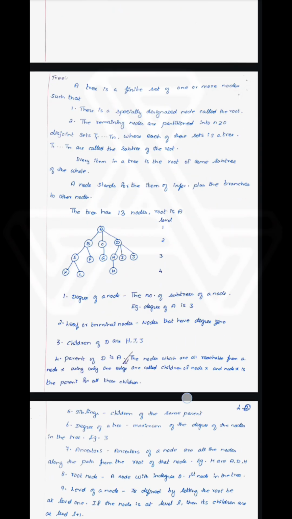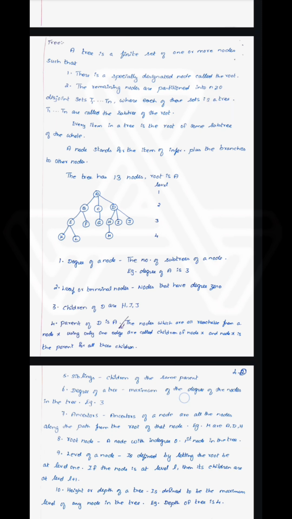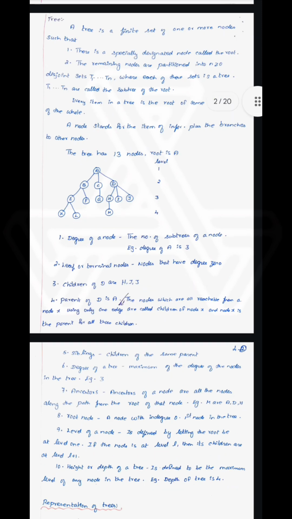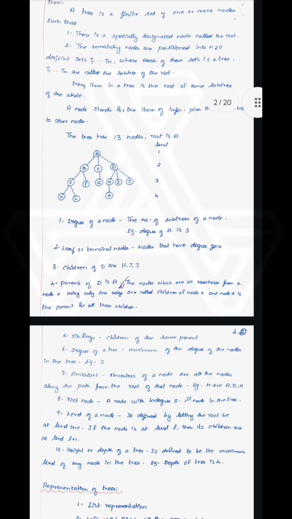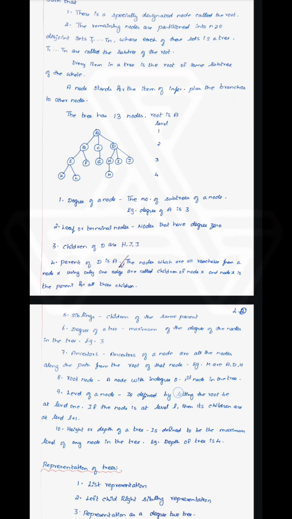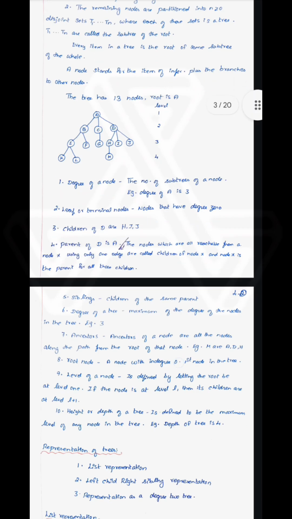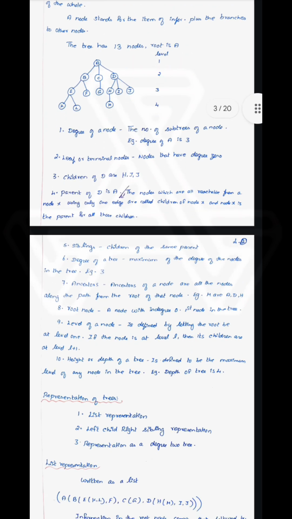Tree. A tree is a finite set of one or more nodes such that there is a specially designated node called the root. The remaining nodes are partitioned into n greater than or equal to 0 disjoint sets T1 to Tn, where each of the sets is a tree. T1 to Tn are called subtrees of the root. Every item in a tree is the root of some subtree of the whole. A node stands for the item of information plus the branches to other nodes.